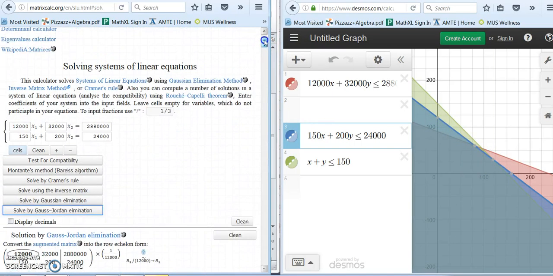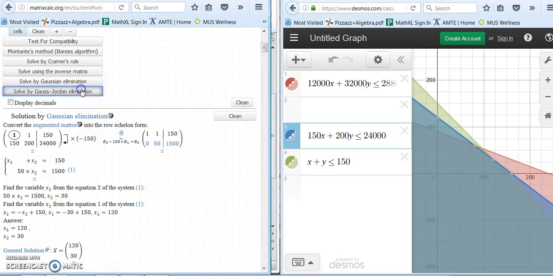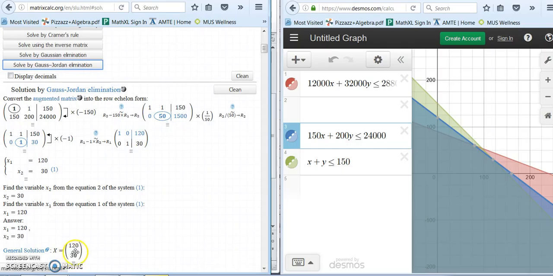If I wanted to do that one more time and I wanted to know where the blue and the green line intersected, I had already typed in the blue equation that's on the bottom, and I need to type in the green one. So x plus y, where x is just 1 and y is 1, and it equals 150. I could ask it to find the Gauss-Jordan elimination method, and I see that it intersects at 120, 30. And we can verify that in the graph also.